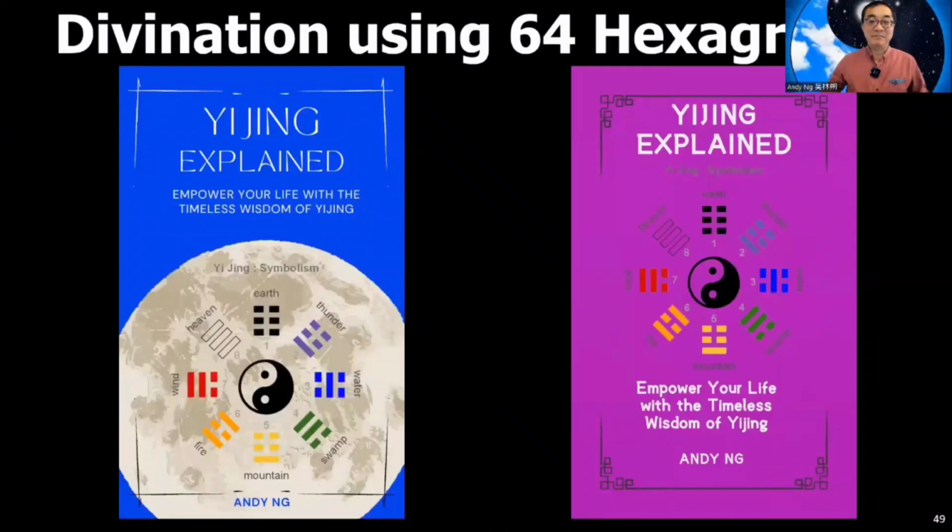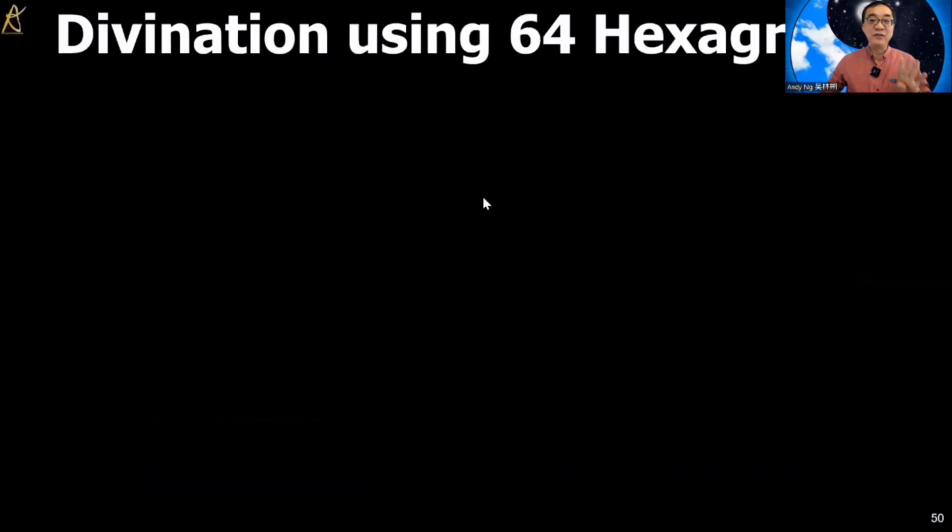Today we are looking at how we can use the Yijing 64 hexagrams for divination. Divination means we are looking for a clear answer when we do not have the clear answer ourselves. For example, when we do not know whether to choose the blue or the purple color. That is called divination. There are actually only 4 steps.